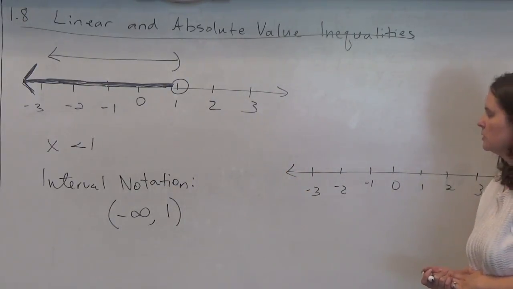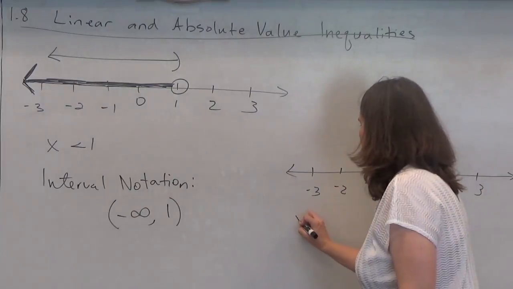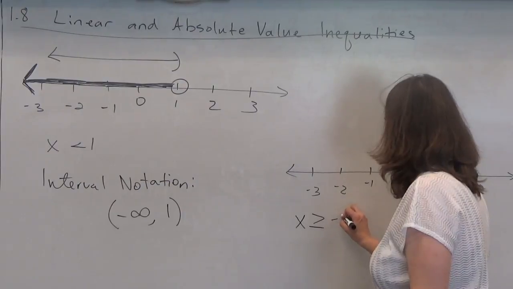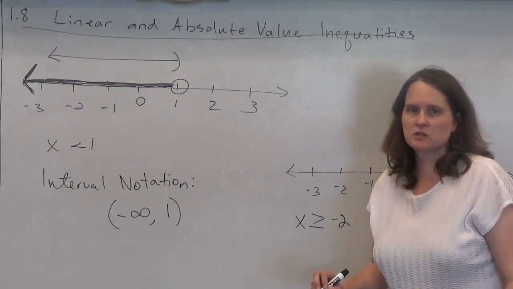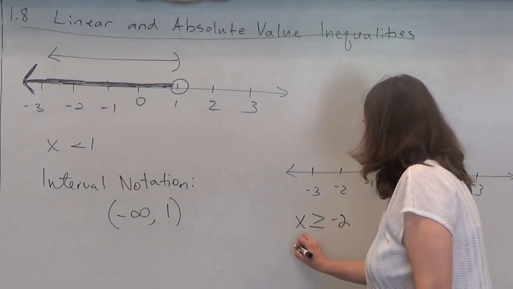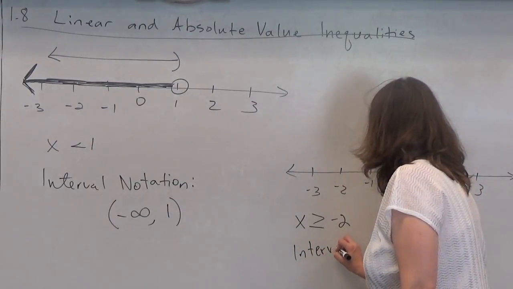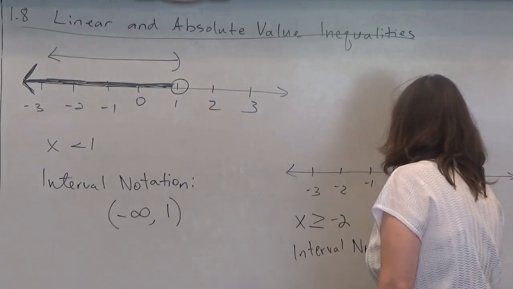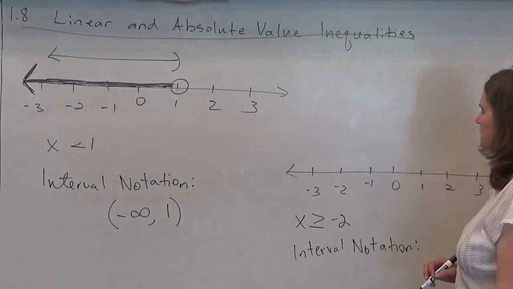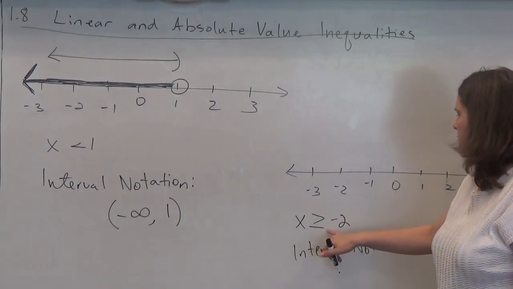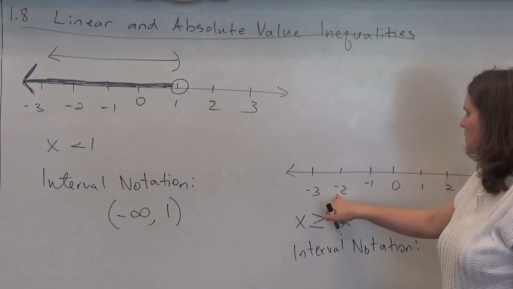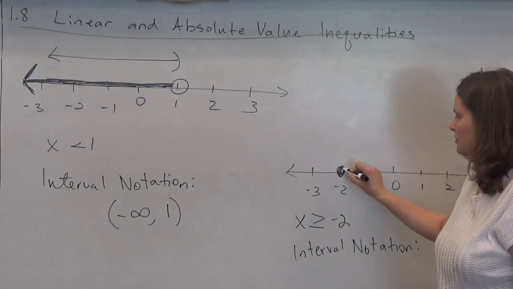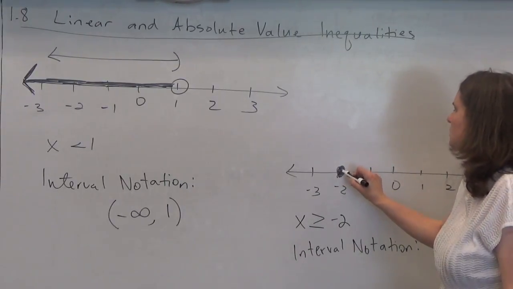This time, let's say I want to graph x greater than or equal to negative 2, and then I want to give my answer in interval notation as well. So how do you graph x greater than or equal to negative 2? Here's negative 2 on the graph. You would use a closed circle at negative 2.